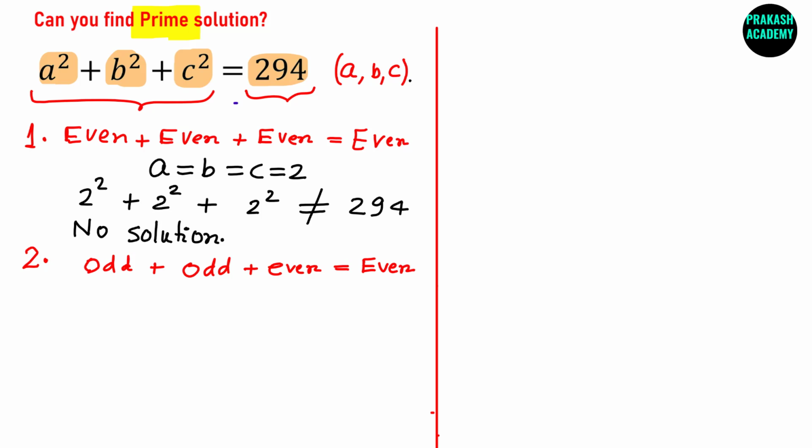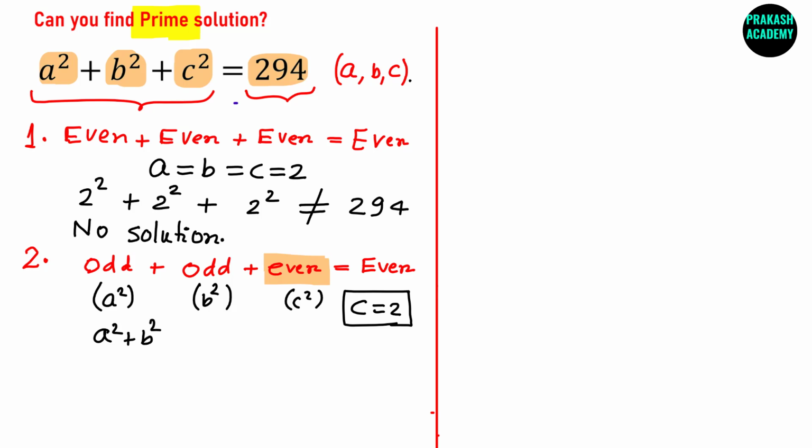Now we have considered that c square is even. This means c is even, and c is prime also. So we have assumed that c is even, and then c square will also be even. The smallest prime number that is even is 2. Basically there is no other prime number that is even. So if you use the equation a square plus b square plus c square equals 294 and plug in c equals 2, this becomes a square plus b square plus 4 equals 294.